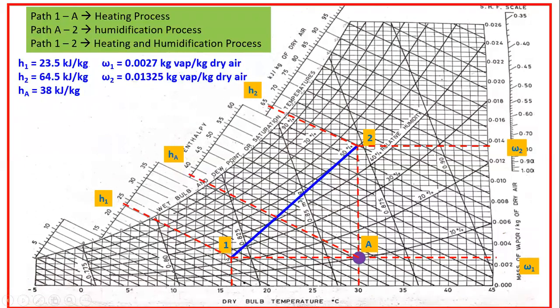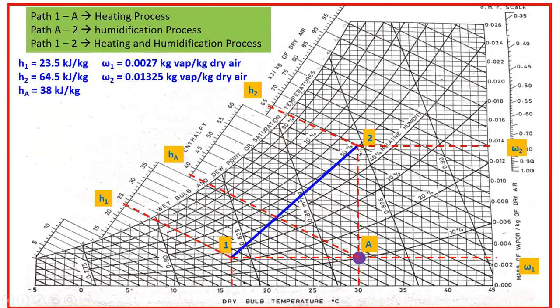At 1, go along this line, where the WBT and H lines normally coincide. So the H1 value is obtained as 20, 21, 22, 23 and 23.5. So we see here H1 is 23.5. For omega 1, go horizontally. Omega 1 is 0.002, this is 0.0025 and 0.003. So in between, it is taken as 0.0027 kg vapor per kg of dry air.